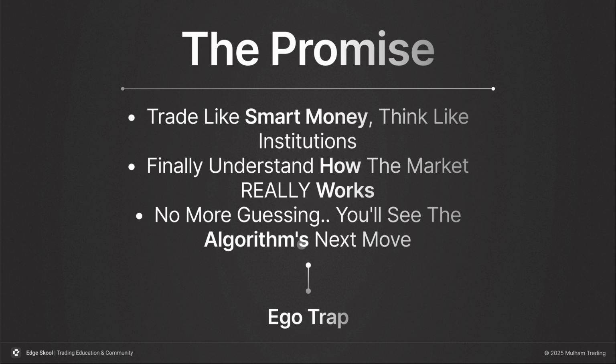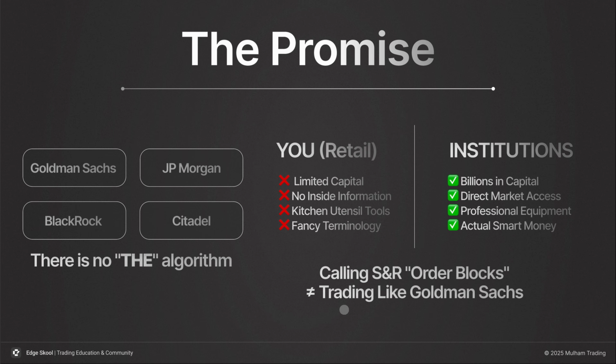Again, their promise is that you want to trade like smart money, think like institutional, finally understand how the market really works. No more guessing, you will see the algorithm's next move. And this is the ego trap, and that's why I'm mentioning this at the beginning, to set realistic expectations. We don't want to think that we're going to be smart money, and then when we fail or when we get a losing trade, we say this doesn't work, because that is not the reality. There is no the algorithm, because we do have multiple algorithms. Which one are we actually following? Which one are we trading based on?